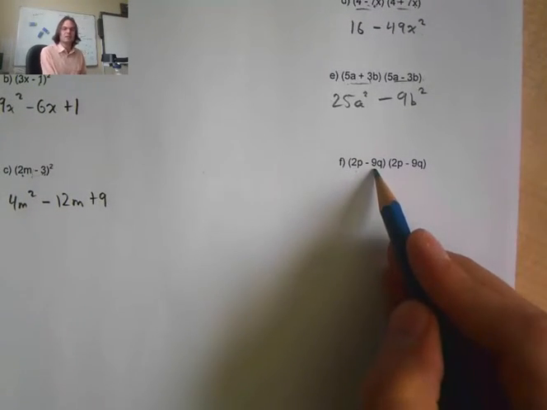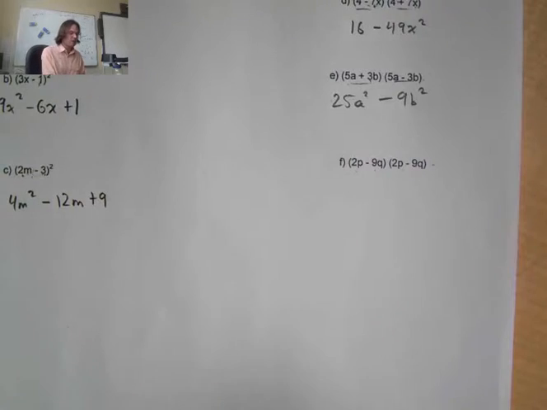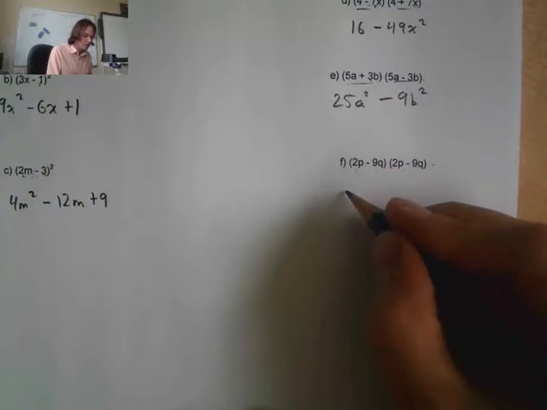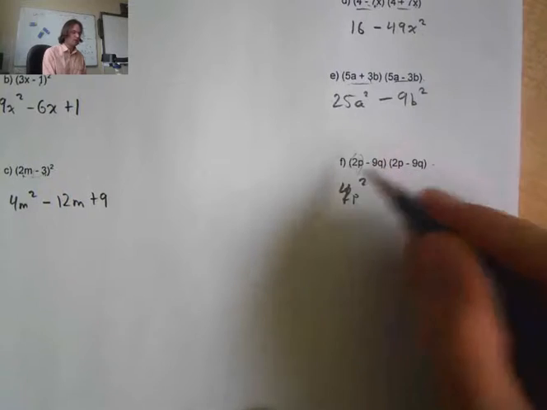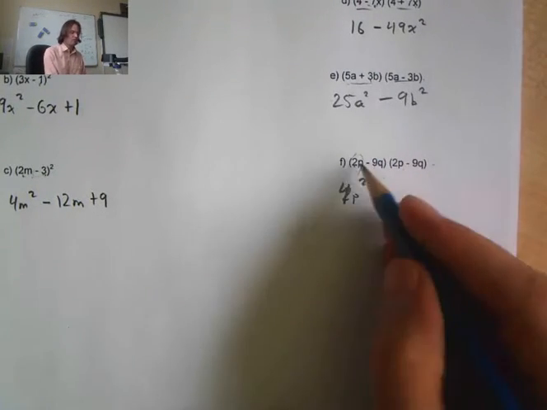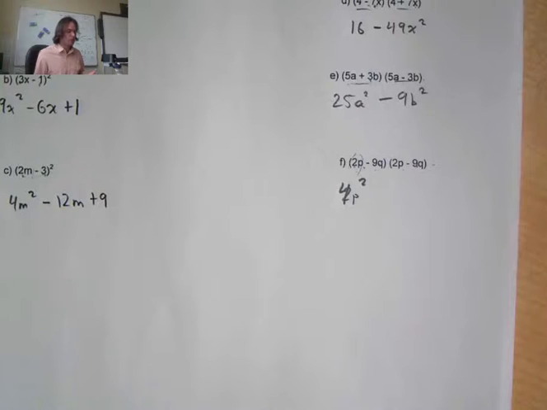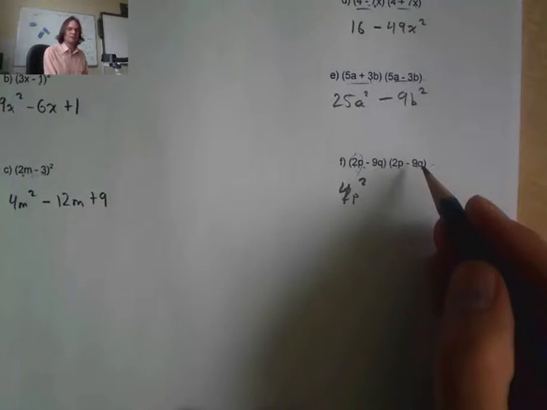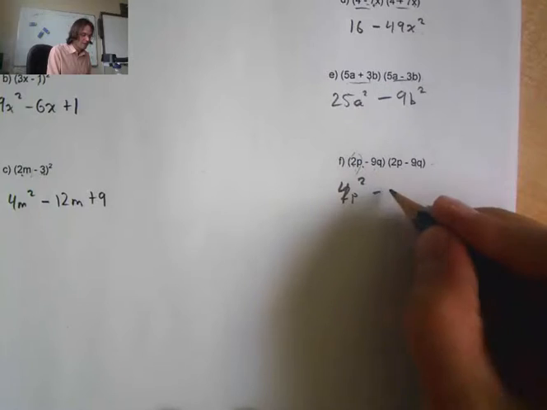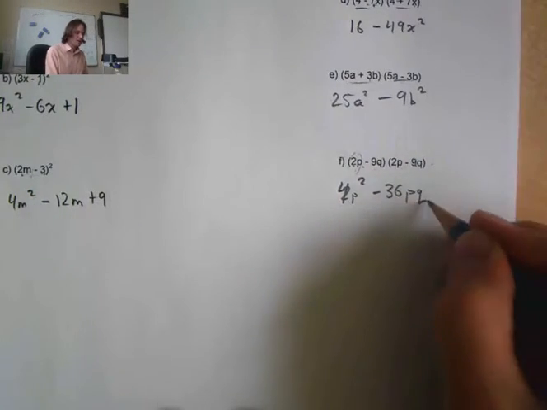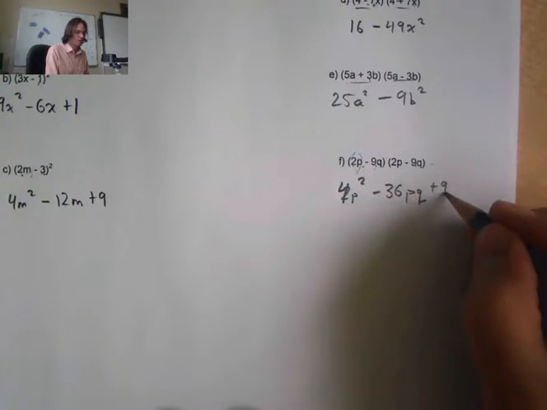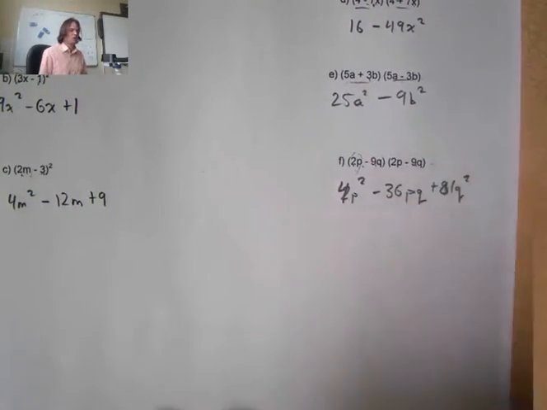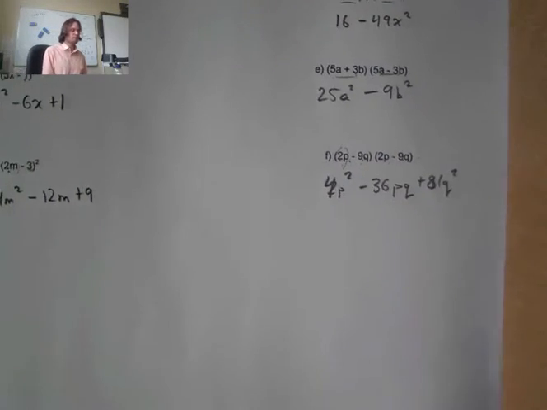I have 2p minus 9q, 2p minus 9q. Well, that's the same thing as saying a difference of two terms squared. So, we're going to have 4p squared, because I square both of these. And then I have to go this multiplied by that, which is negative 18. Negative 18 times 2 is going to be negative 36pq. And then I have to go this times that, and that's squared, which is positive 81q squared. All right?